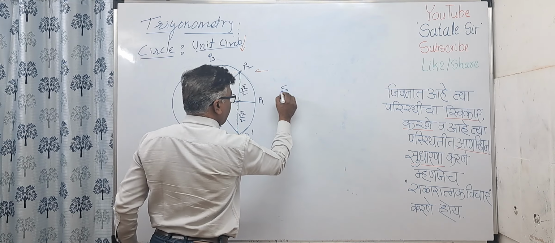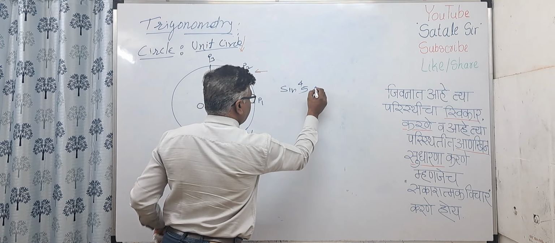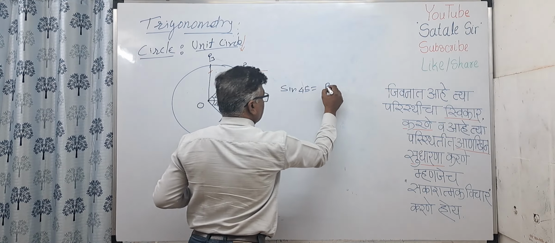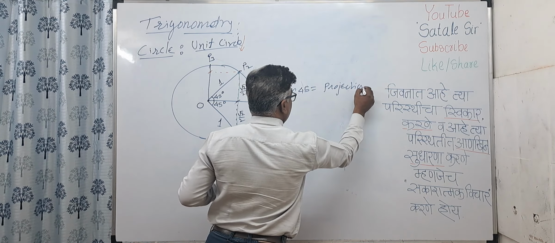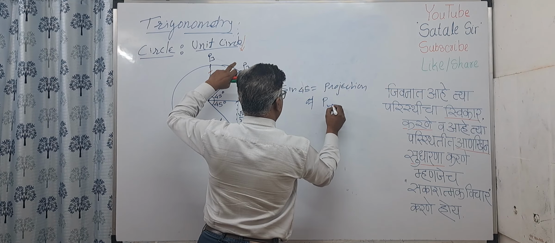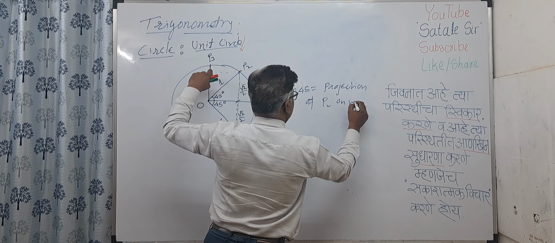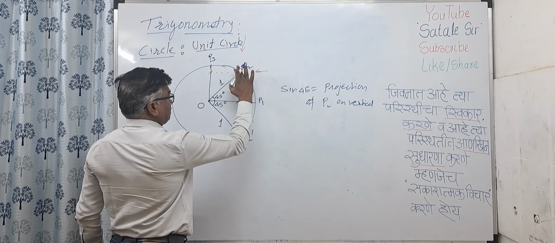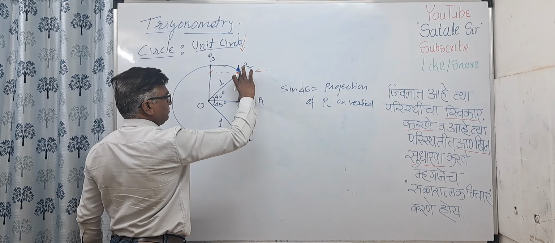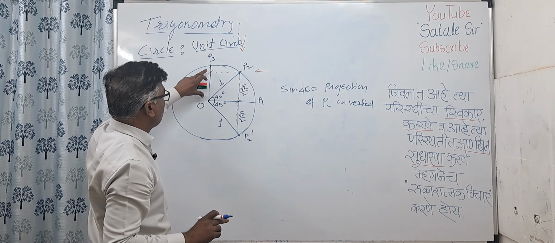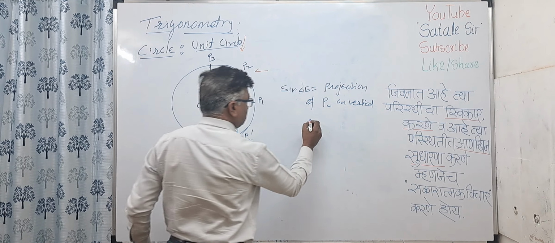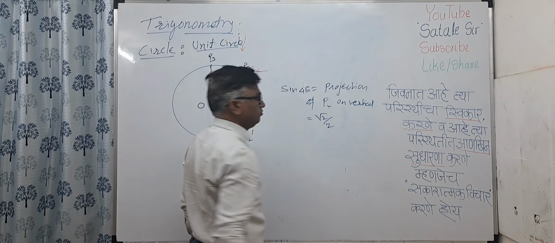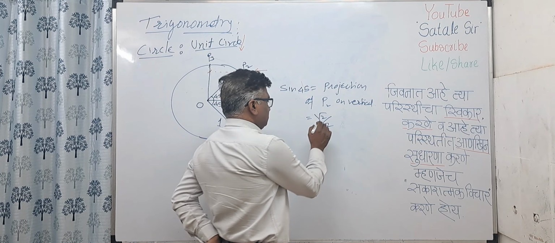So what is this sine of angle 45 now here? Sine of angle 45 is equal to the projection of point P2 on the vertical. This much distance, if it falls here, it will be called how much? Root 2 by 2. So this is equal to root 2 by 2.